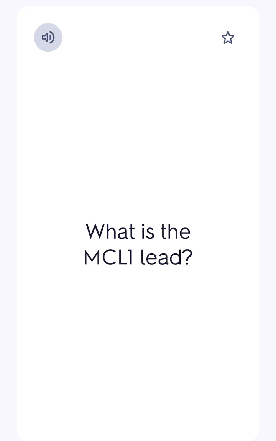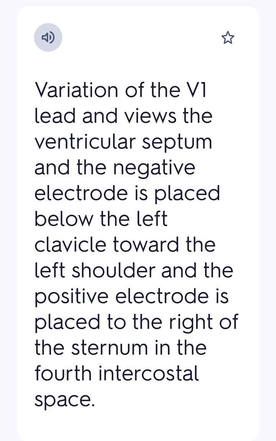What is the MCL1 lead? Variation of the V1 lead and views the ventricular septum, and the negative electrode is placed below the left clavicle toward the left shoulder, and the positive electrode is placed to the right of the sternum in the fourth intercostal space.